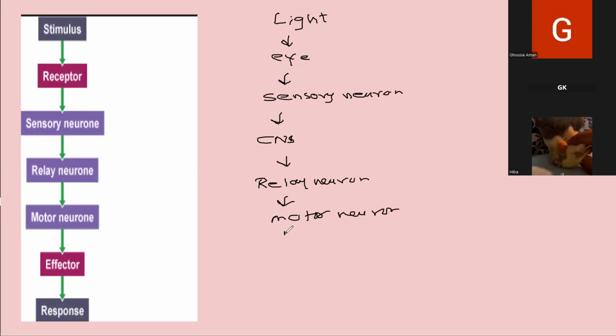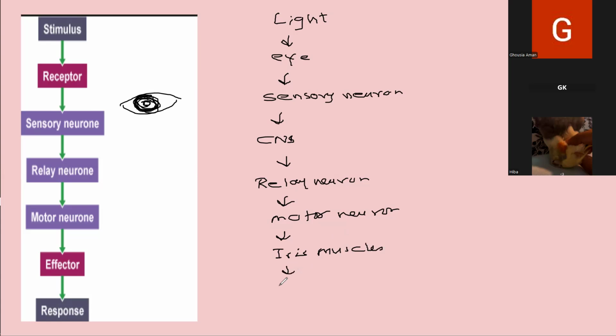From motor neuron, it comes to your iris muscles. Iris is this thing. This is your eye. This round black color thing is iris, and right in the middle of the iris, there is a small spot or hole. So this thing is iris, the round coin sort of thing in the middle of our eye. So iris muscles are the effectors.